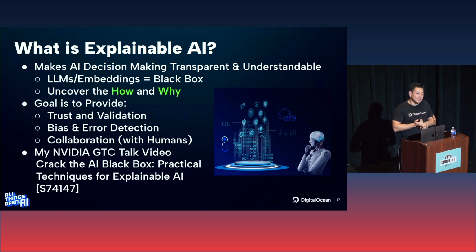And the goal for explainable AI is trust and validation, and also bias and error detection. So you can uncover unconscious bias in your data, or you can find out that there's an error in your data. This helps you do all of that.